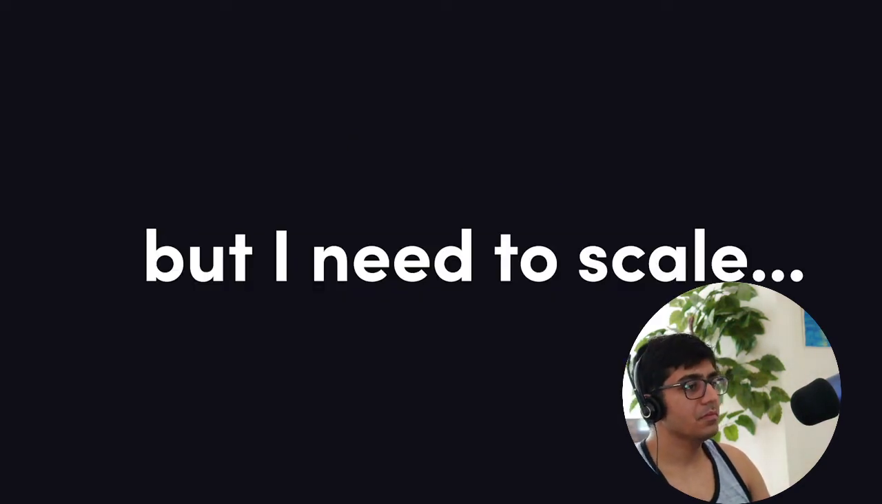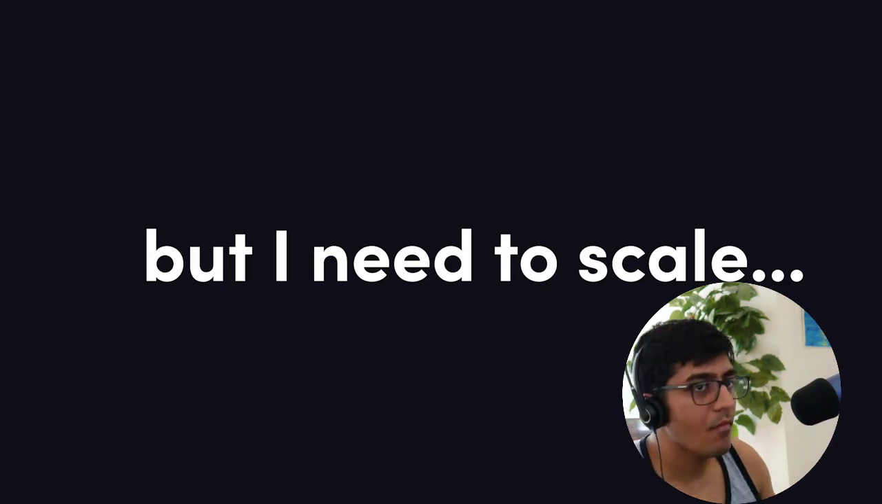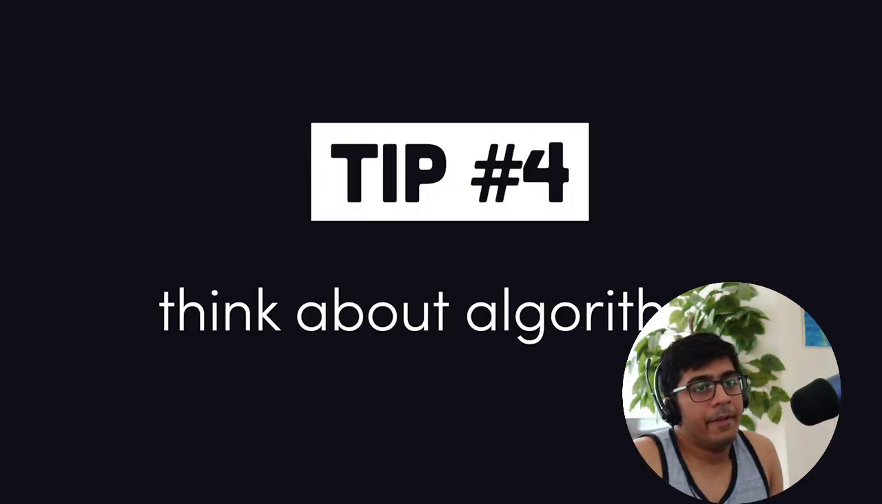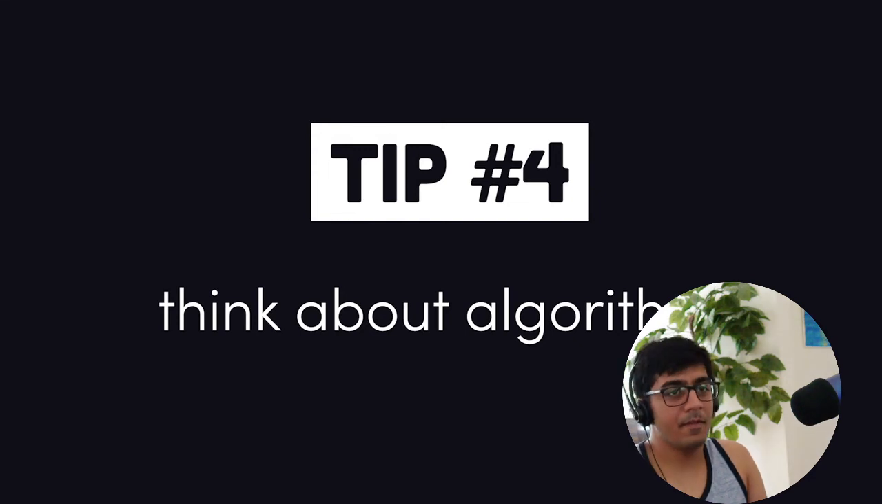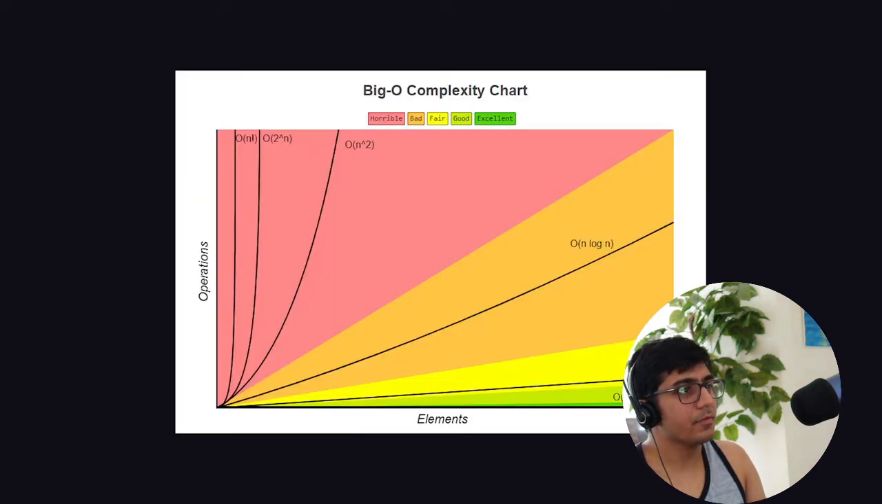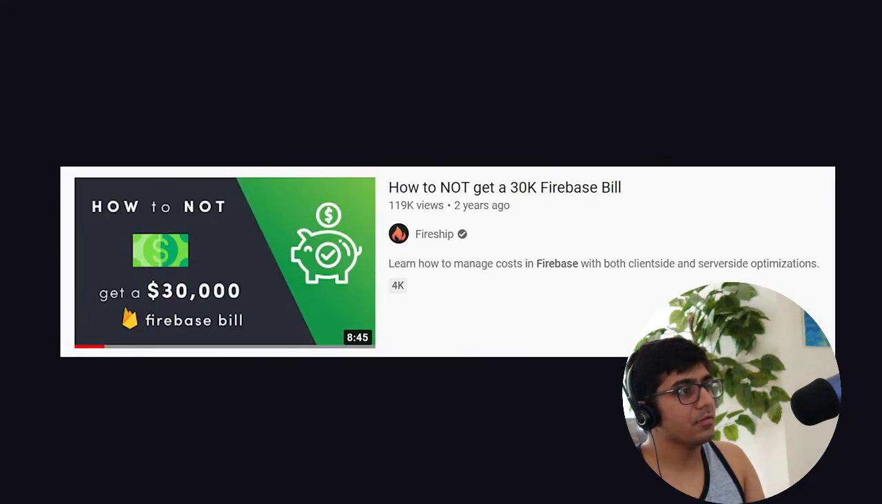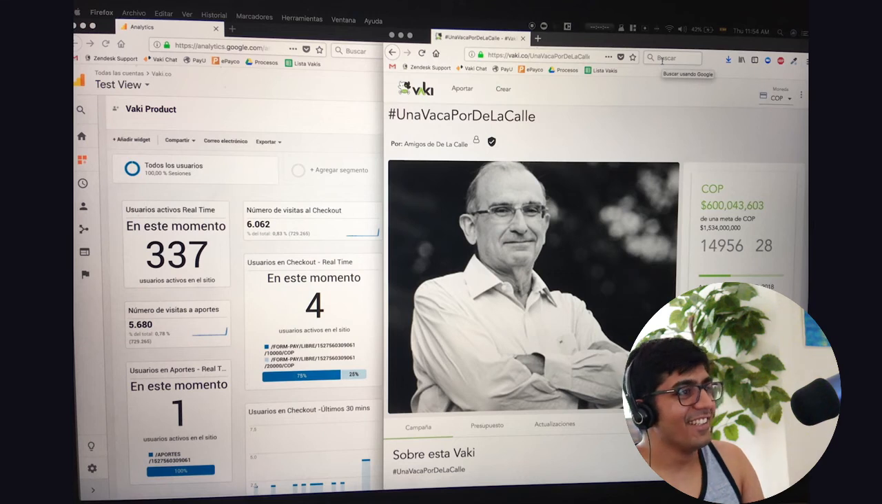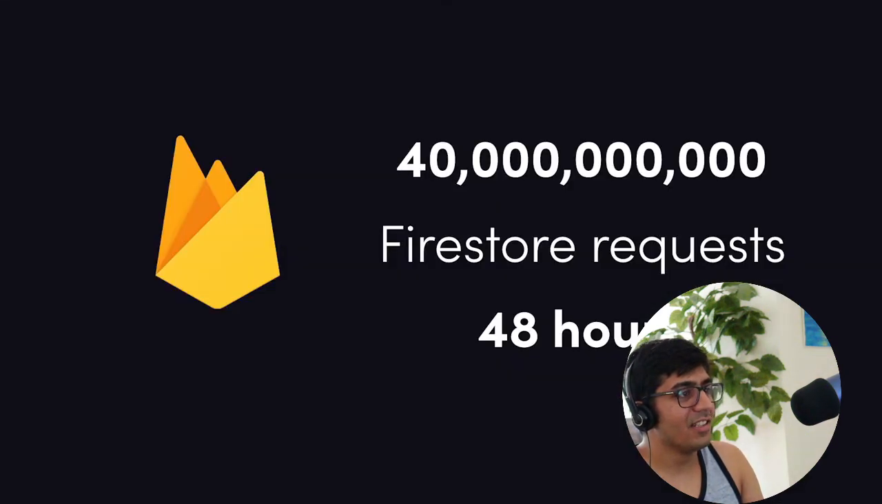But in production, you likely do want things to scale, and sometimes you won't know how bad an issue is until your app does scale. Which brings me to tip number 4. Consider how algorithm complexity affects your cloud computing usage. A while back, I made a video about how to not get a $30,000 Firebase bill, which was another case study about a company that went viral and a flawed data model caused their bill to accelerate exponentially.